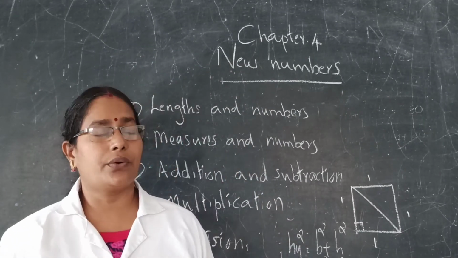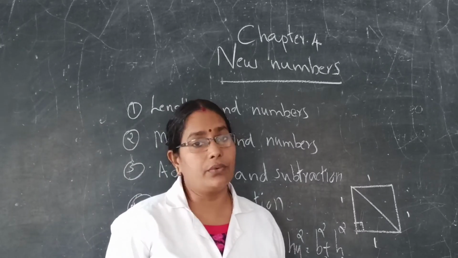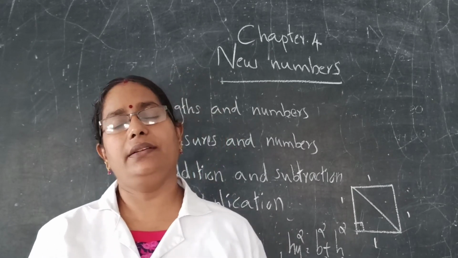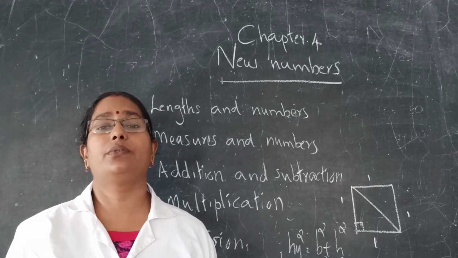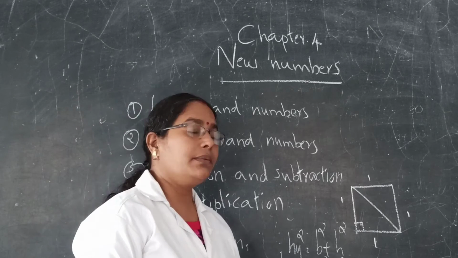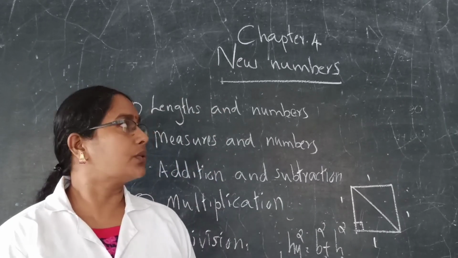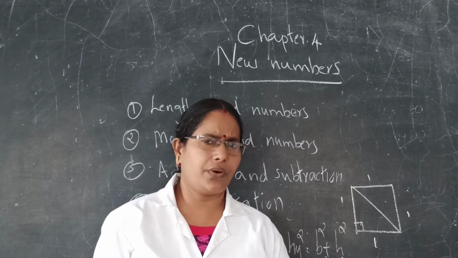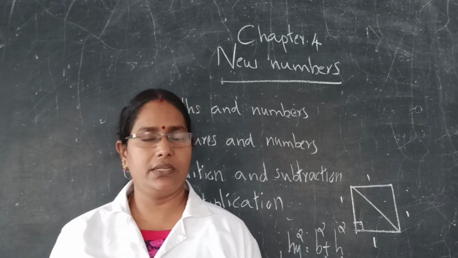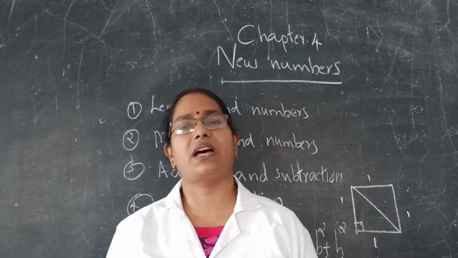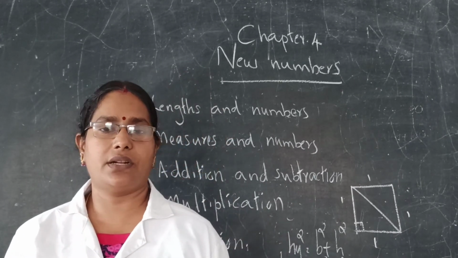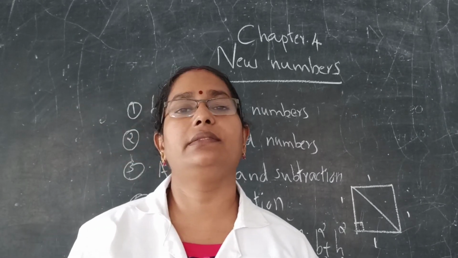Earlier, we could not find the value of root 2. Root 1 is 1. Root 4 is 2. Root 9 is 3. But in lower classes we could not find root 2. Therefore, now we study root 2. Similarly, other new numbers: root 3 is not found out. Root 4 we already know is 2. What is root 5? That is also a new number. Root 6, we cannot find the correct value. Root 7, not the correct value. Root 8, that also. Root 9, you already studied, is 3.